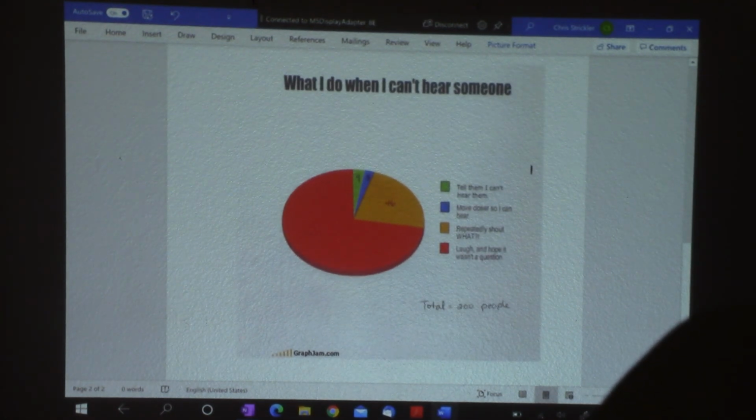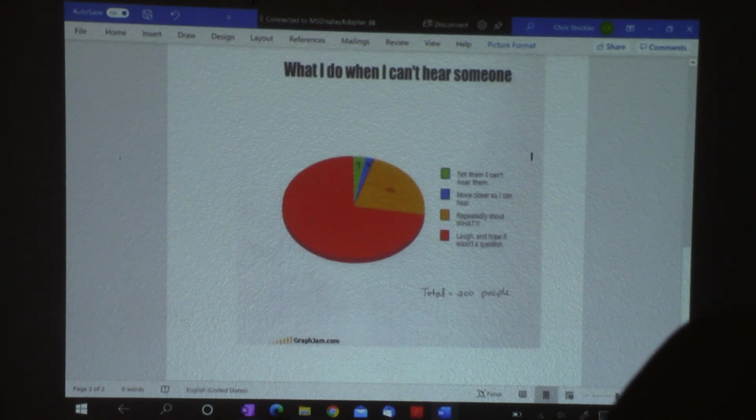What do I do when I can't hear someone? Okay, I thought this was kind of funny. Let's see, tell them I can't hear them. The second thing in blue, move closer so I can hear them. Repeatedly shout, what? What? Or 3, laugh and hope it wasn't a question. Ha ha ha. And then just not say anything, right?